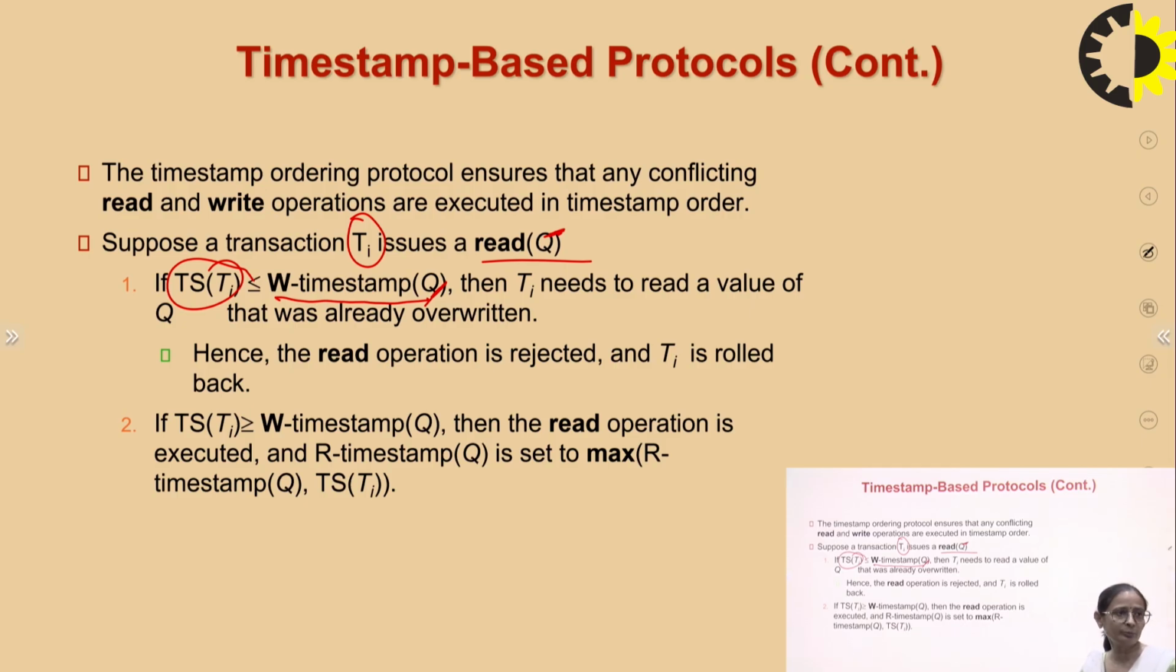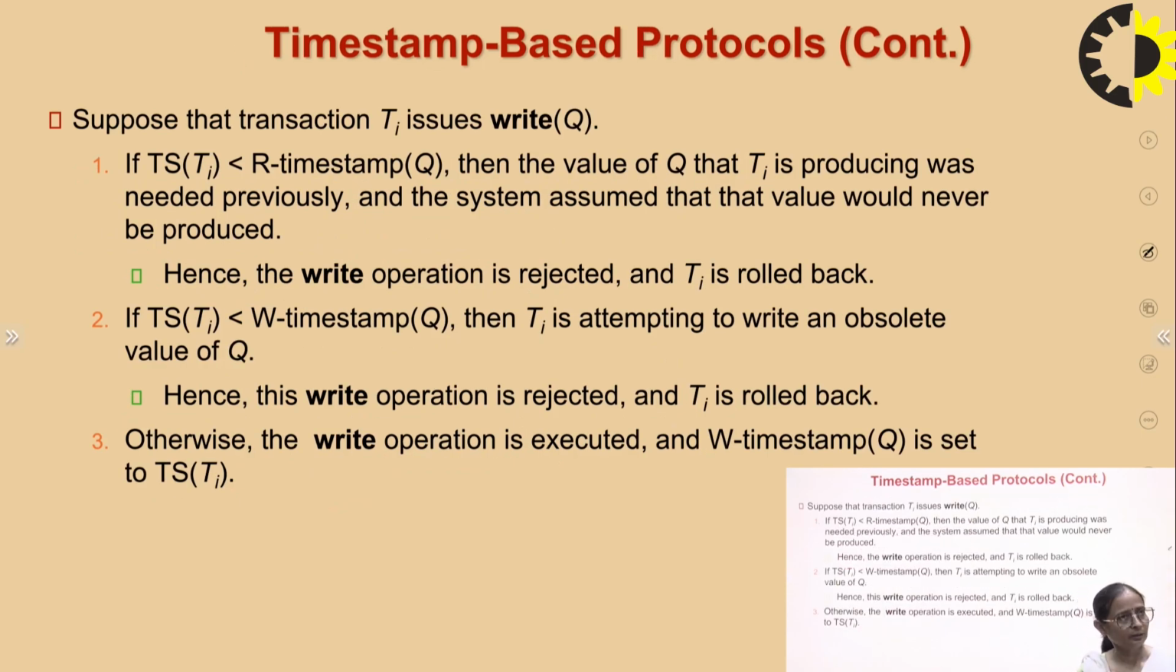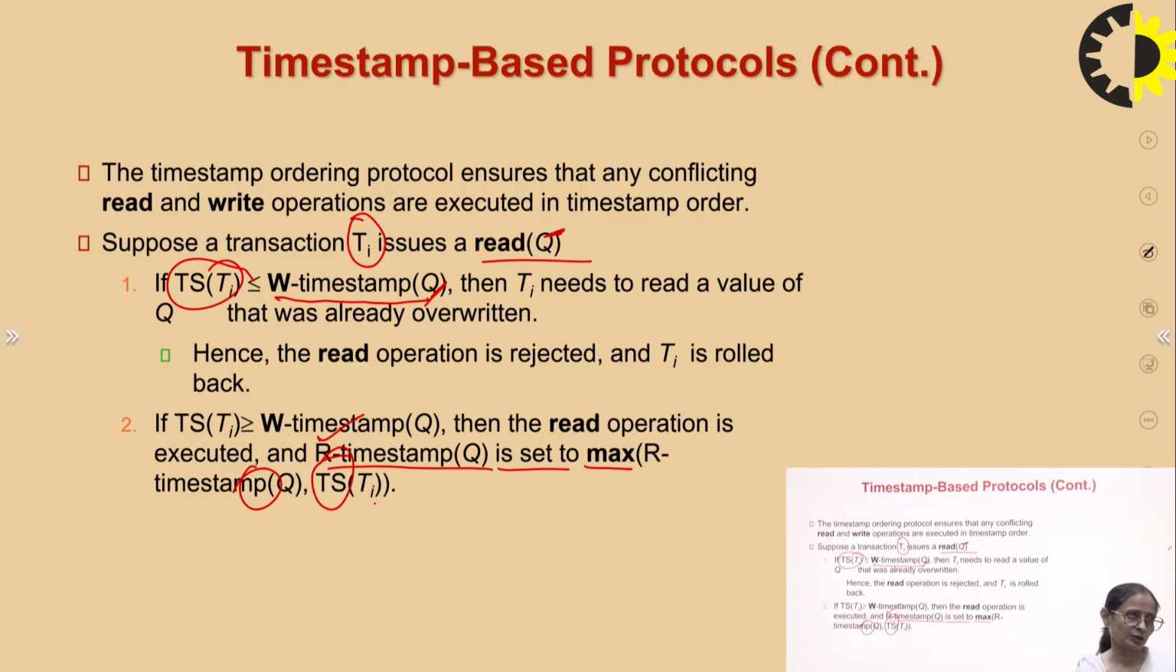If the timestamp of TI is greater than or equal to the W timestamp of Q, then the read operation is executed. And once it is successfully executed, you need to update R timestamp, and it is set to the maximum of the earlier value of read timestamp and the TS value of TI. Whichever value is maximum, you assign that value. This needs to be done once a transaction is reading the data item Q.